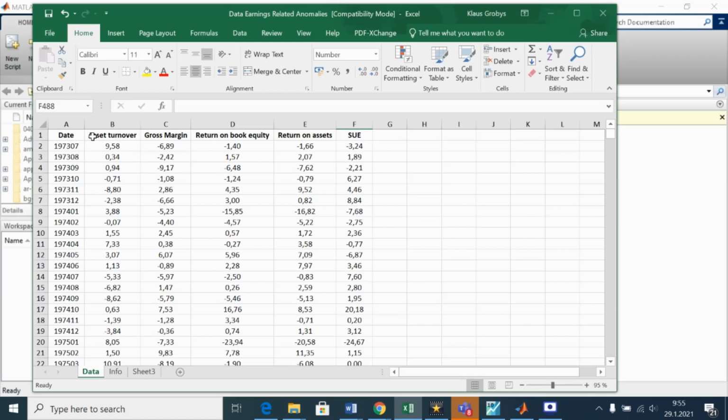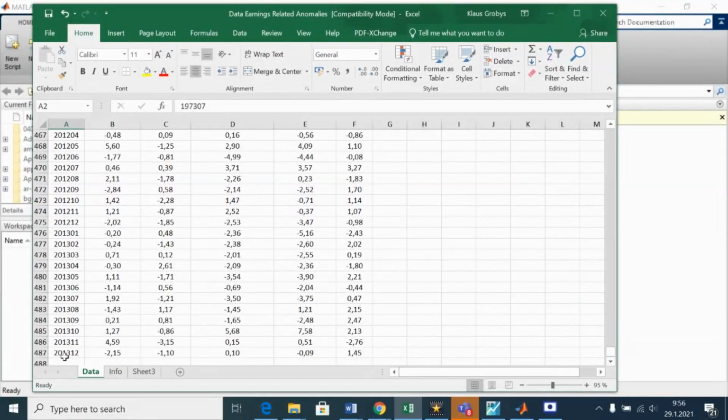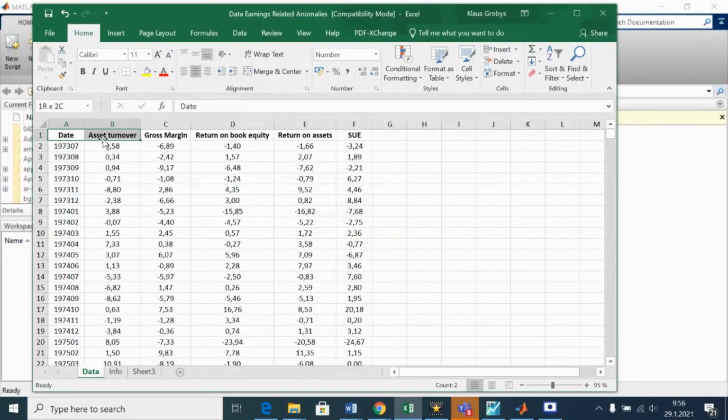So it's an example from financial economics, since my background is in financial economics as well. We have here in this data matrix, it's an Excel file, in the first column the asset turnover, in the second column the gross margin, in the third column the return on equity, on book equity. In the fourth column we have the return on assets, and in the last column, the fifth column, we have the unexpected earnings surprises. Our data sample is from July 1973 until December 2013, covering 486 months.